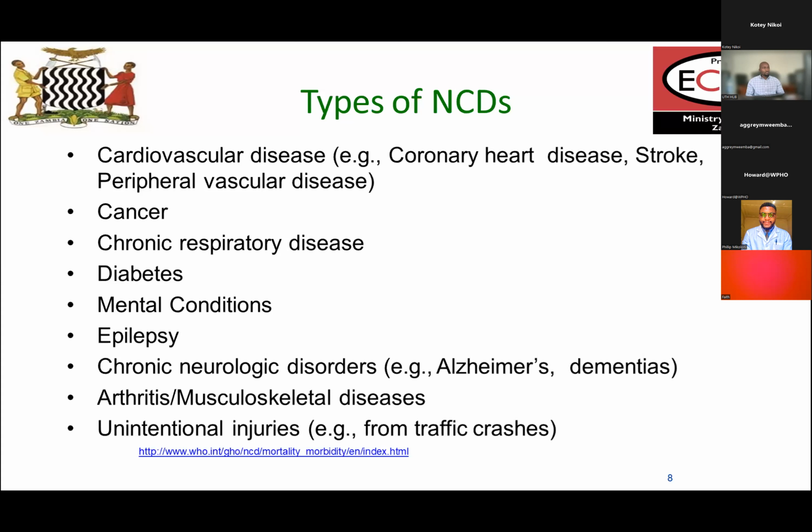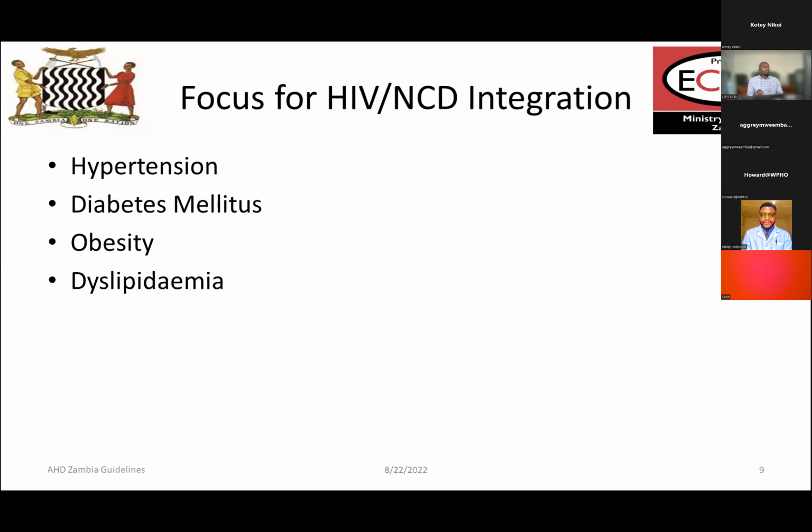There are types of NCDs, which we all know, and these include cardiovascular disease that can include coronary heart disease, stroke, peripheral vascular disease. We have got cancers, we have got chronic respiratory disease, diabetes, mental illness, epilepsy, and chronic neurological disorders like Alzheimer's or dementias, musculoskeletal diseases like arthritis, and sometimes non-intentional injuries from traffic accidents.